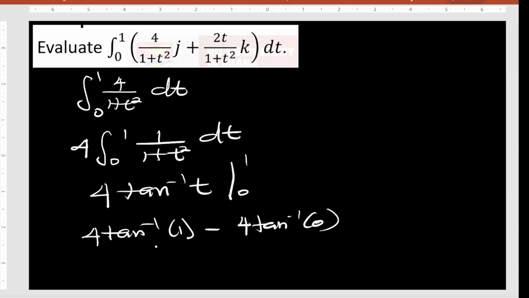Tan inverse of 1 is 45 degrees in terms of degrees, and that is the same thing as pi over 4 in terms of radians. Most of the time we leave our answers in terms of radians. So we are going to write this as pi over 4 radians. So this will be 4 times the tan inverse of 1, which is pi over 4. Then tan inverse of 0 is still 0, so this will yield 0. Simplifying this expression, we are going to get just pi. Then let's look at the next one.